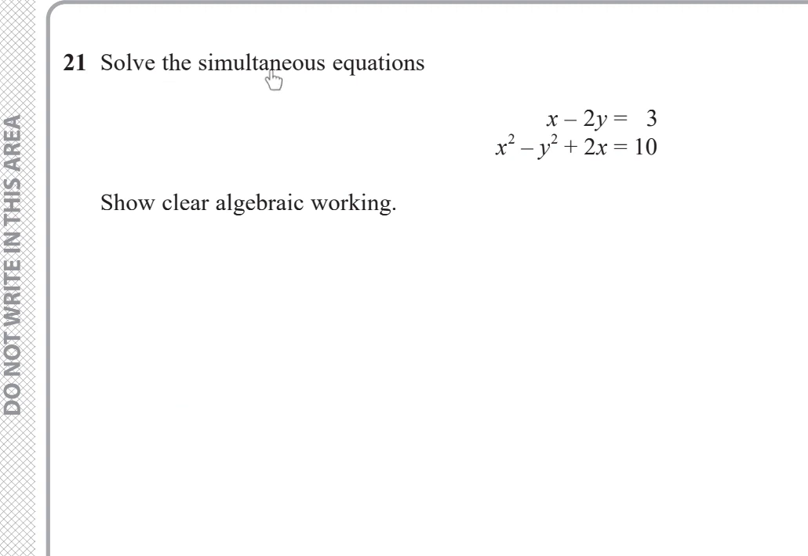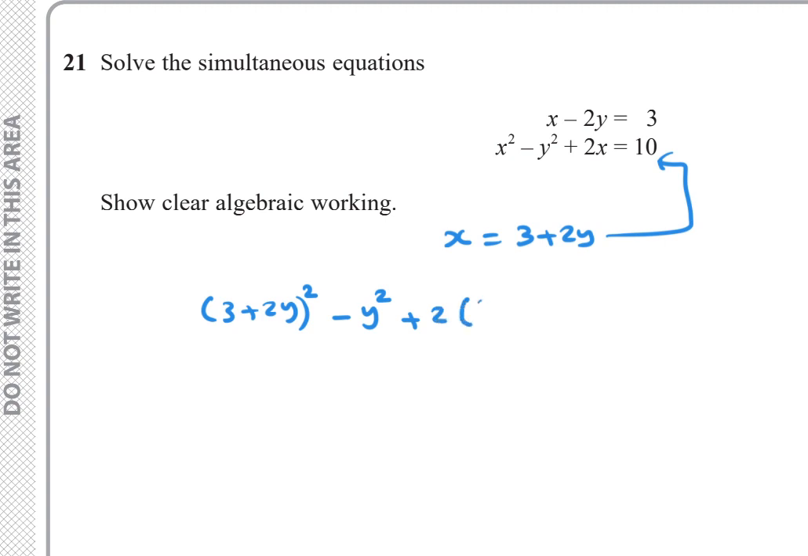21. Solve the simultaneous equations. X minus 2y equals 3, x squared minus y squared plus 2x equals 10. Start from the linear equation, find x, then substitute in the quadratic. So x equals 3 plus 2y. Now substitute in the quadratic. So x squared, 3 plus 2y all squared, minus y squared plus 2 times x, so 2 times 3 plus 2y. And transpose 10 to the other side by negative, so minus 10 equals 0.